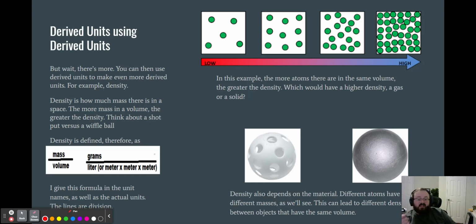Iron has a different density than, say, gold or water. Every different compound or element has its own density. And it doesn't matter how much you have, that density will be the same. We're going to look into that on Wednesday and Thursday.